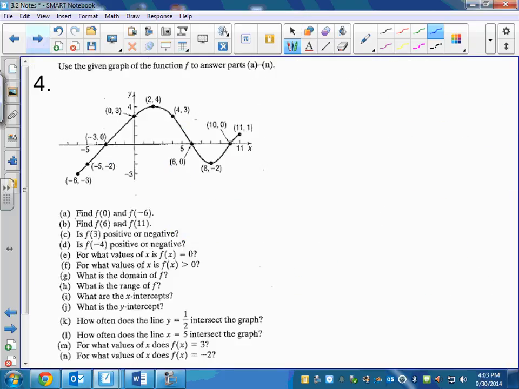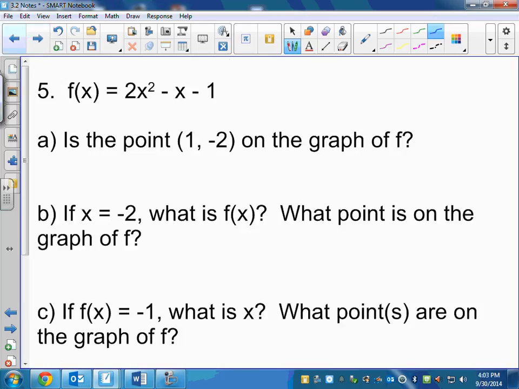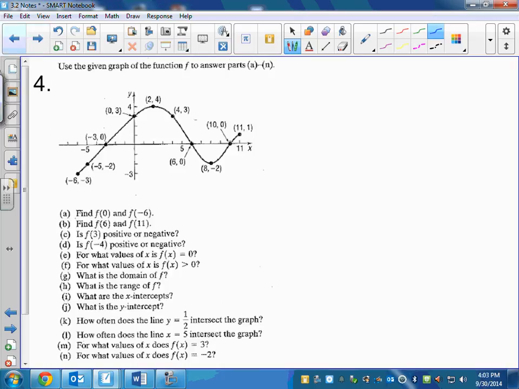Okay, look at this. Whew, there's a lot of stuff on this. I might have, did I give you the next page blank to do this on? Oh no, I didn't. Look at this graph. It says use the given graph of the function to answer parts A through N. Oh my gosh, that's like half the alphabet there.